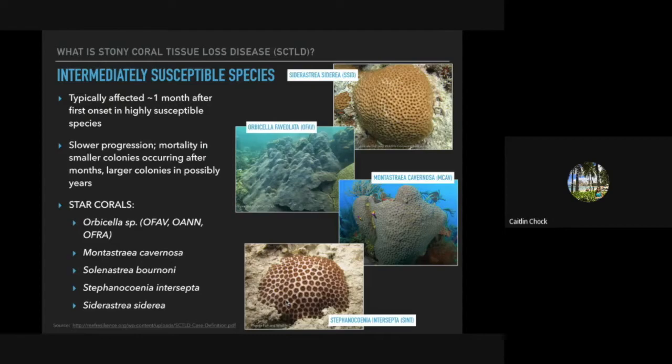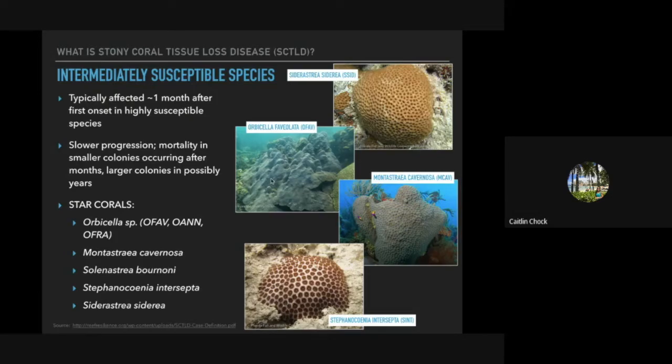Now, our intermediately susceptible species. These species are typically affected around one month after the first onset in the highly susceptible species. Typically, there will be slower progression, with mortality in smaller colonies occurring after several months, and larger colonies possibly in years. These are all our star corals, our Orbicella species. So our OFAV, OANN, and OFRA.